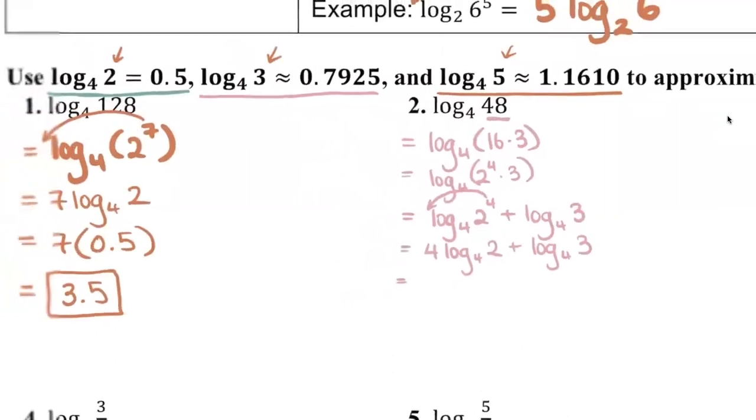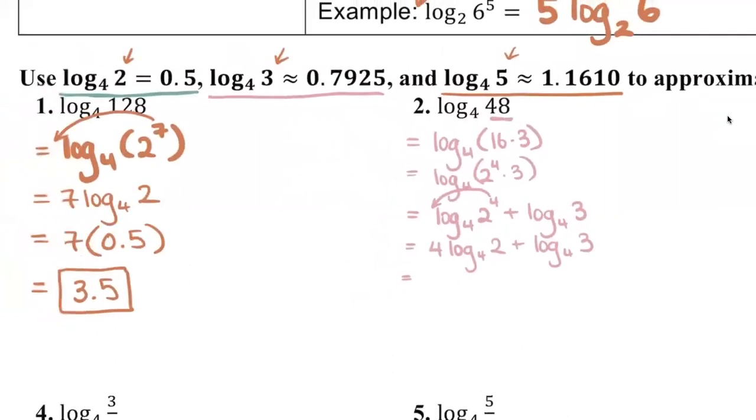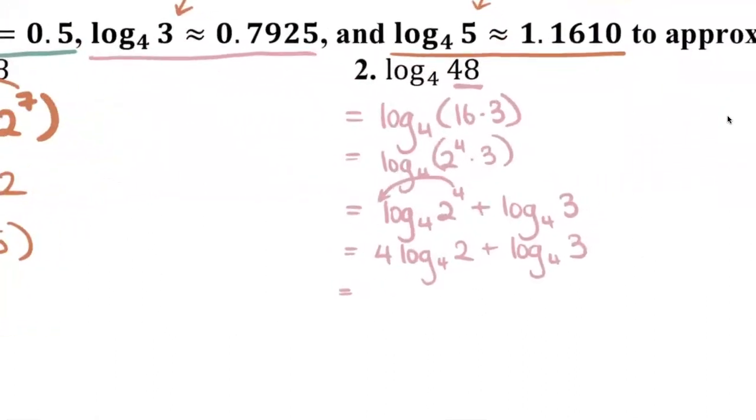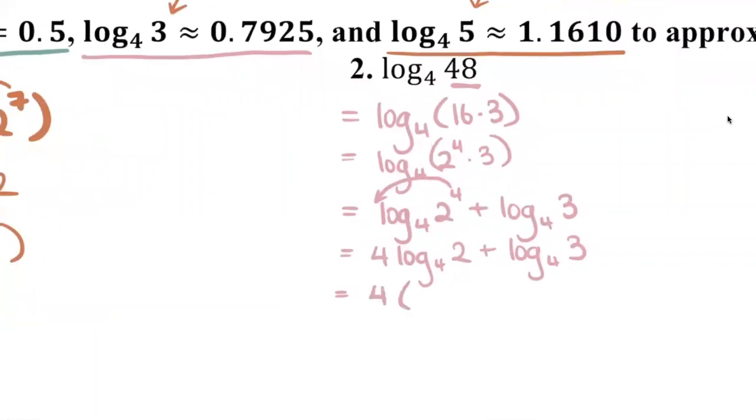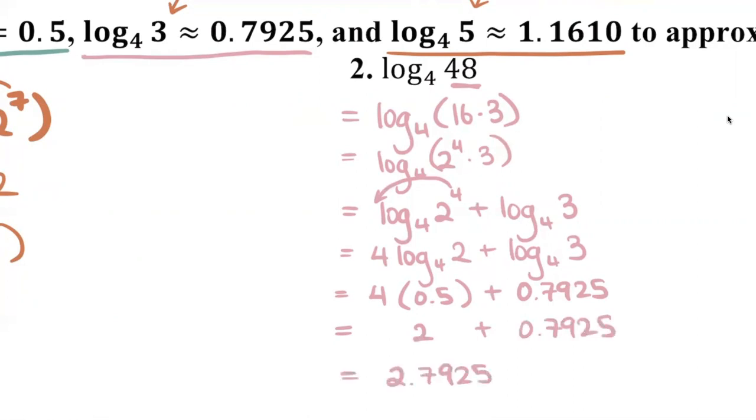Okay, so let's just go ahead and substitute in the values we know now. So log base 4 of 2 is 0.5. And log base 4 of 3 is 0.7925. All right, so this is 2. And just add them up. So 2.7925 is our final answer.